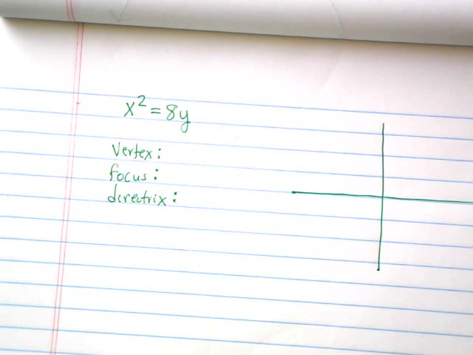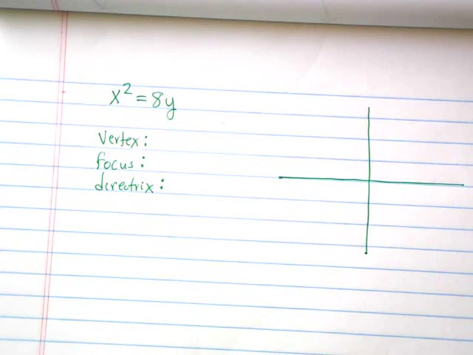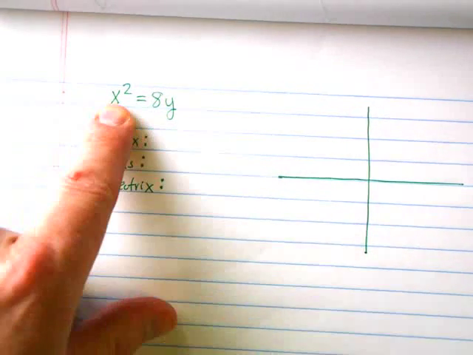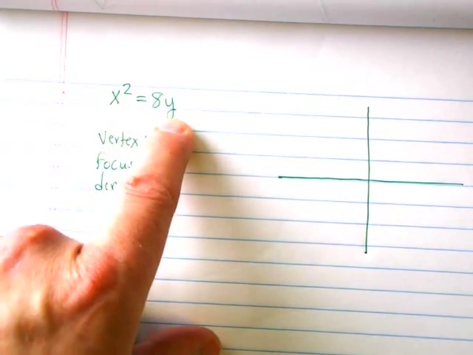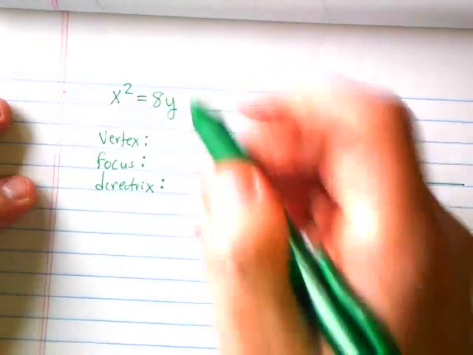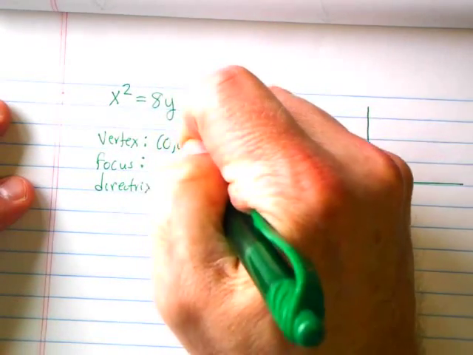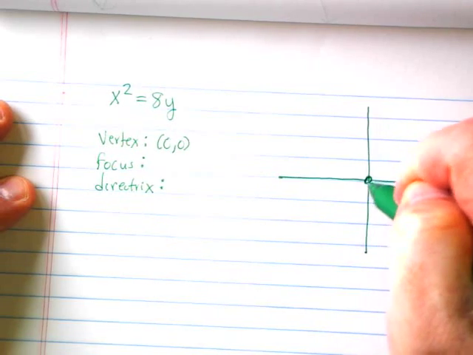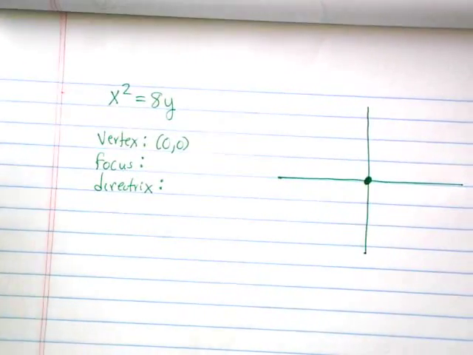All right, where's the vertex? The origin. Why is the vertex at the origin? Because there's no x minus a number here. There's no y minus a number there. The vertex is simply at the origin, 0, 0. There's 0, 0 right there.